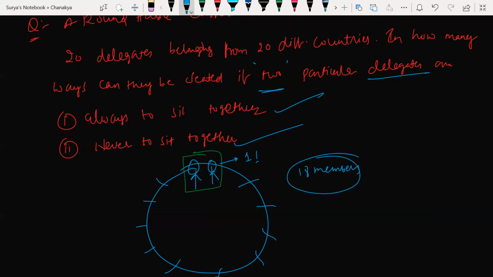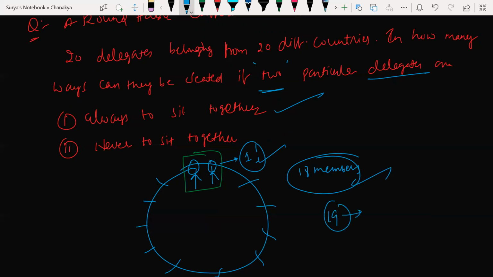Guys, 2 I made in one box. Remaining out of 20 people, there will be 18 left. Correct? Isn't it? Hello guys, are you able to understand or not? So one people, one unit and 18 units. This 1 unit and 18 units, total 19 units.